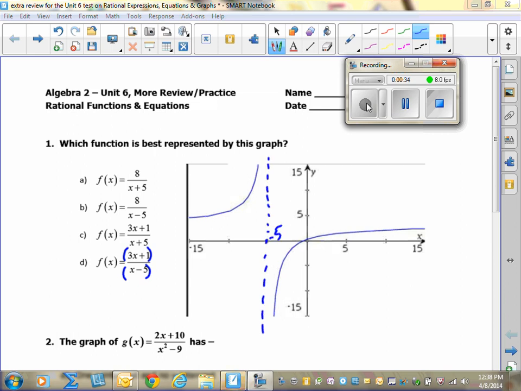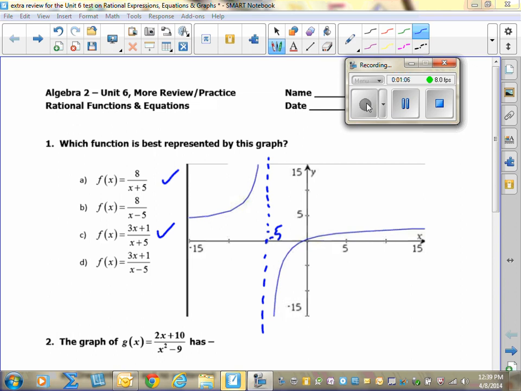But looking at this graph, I can tell there's probably an asymptote right here, and that seems to be at -5. So any time -5 makes the denominator 0, I have an asymptote. On letter A, if you put a -5 in for x, that's going to get you 0, so that's a possibility. On letter B, if you put a -5 in for x, you're not going to get a 0, so that's not a possibility. The other possibility is letter C, and letter D is not a possibility. So in our case here, we're only going with A and C.